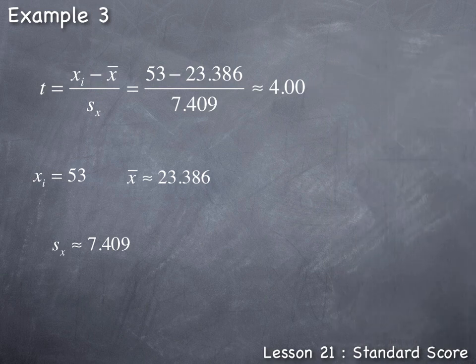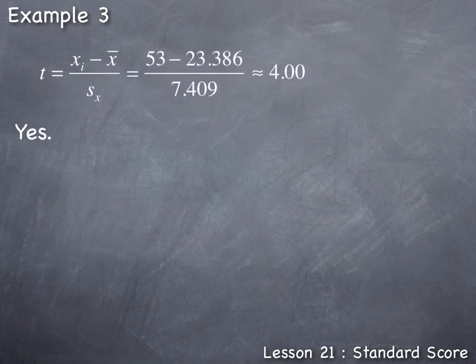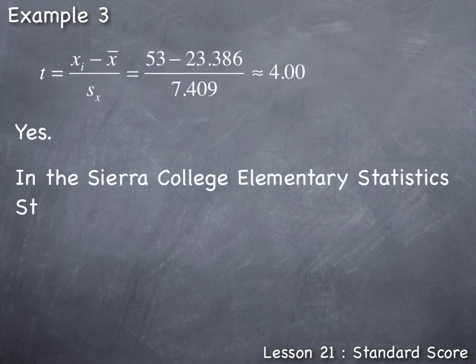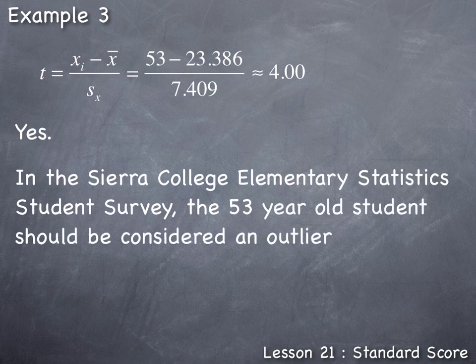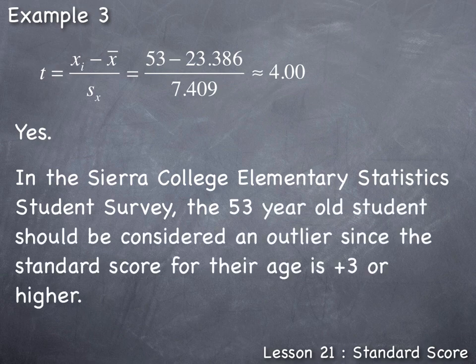Now we can answer the question. The standard score for the 53-year-old student is 4. Our criteria for determining outliers is that if the standard score is +3 or higher, it's considered an extreme or outlying data value. Here, the 53-year-old student does fall in the outlier region. So the answer to the question is yes. In the Sierra College Elementary Statistics Student Survey, the 53-year-old student should be considered an outlier since the standard score for their age is +3 or higher.